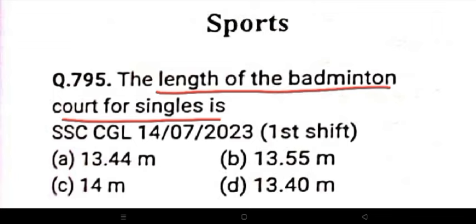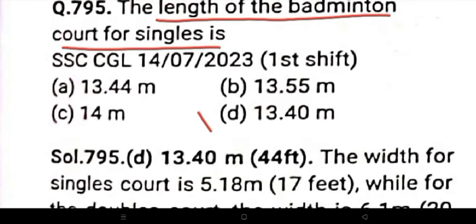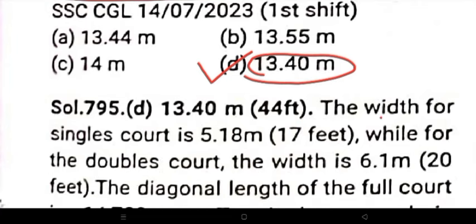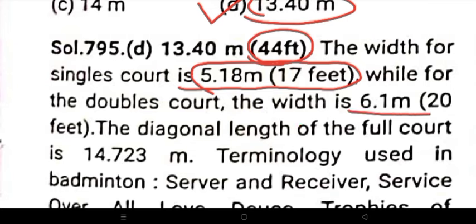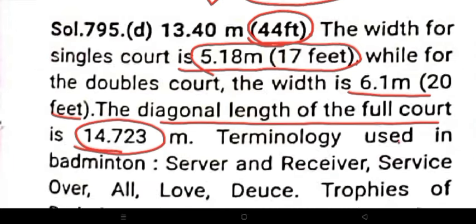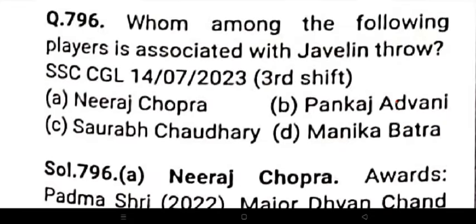The length of the badminton court for singles is 13.40 meters, or 44 feet. The width of the singles court is 5.18 meters, or 17 feet, while for the doubles court the width is 6.1 meters, or 20 feet. The diagonal length of the full court is 14.723 meters.